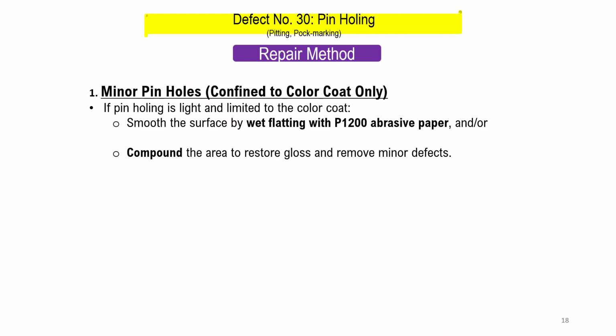Coming to the repair method, first case: minor pinholes confined to the clear coat only. In this case, if the pinhole is light and limited to the clear coat, then smooth the surface by wet flatting with P1200 abrasive paper and/or compound the area to restore the gloss and remove the minor defects.